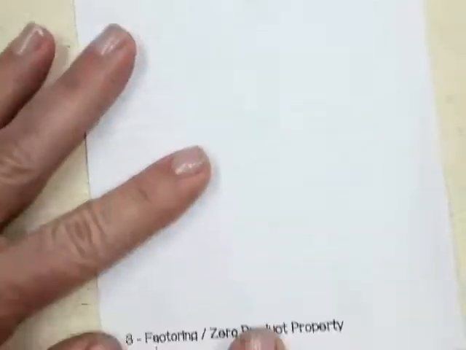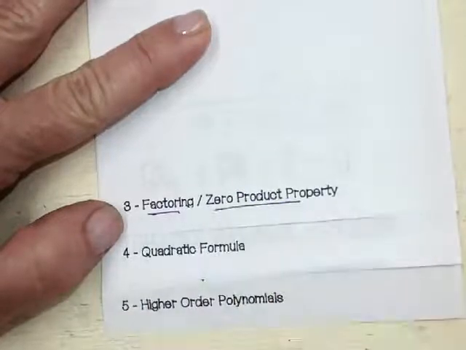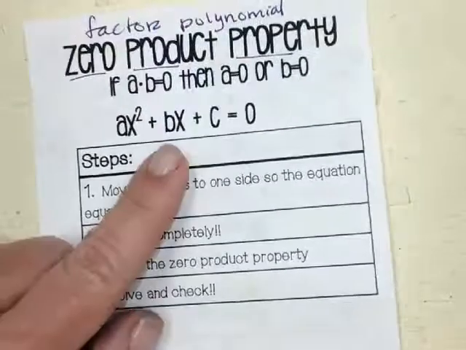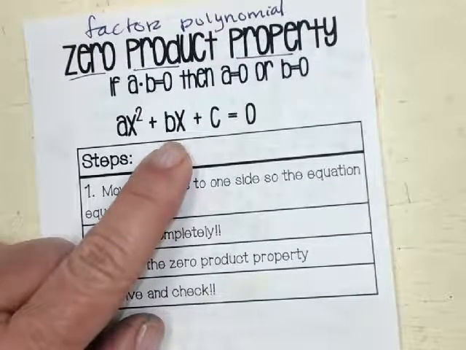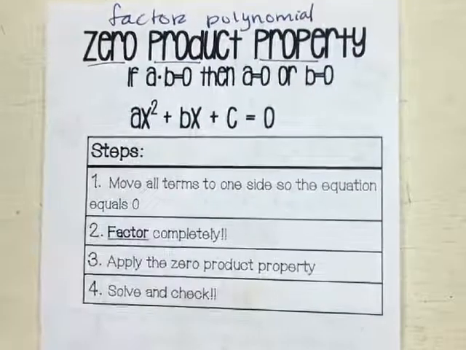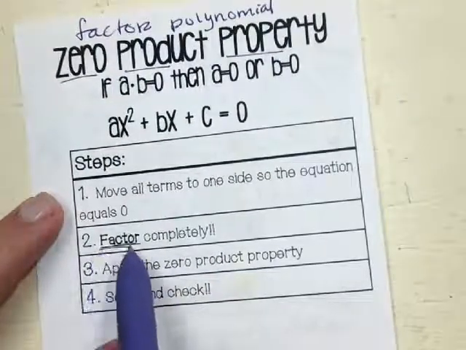And that's why at the bottom it says, sorry, scooting that up a little bit, we're talking about factoring and the zero product property. So first of all, you got to get your equation in standard form. You got to have the ax squared plus bx plus c. Once you do that and you set it equal to 0, you're going to factor whatever you have.